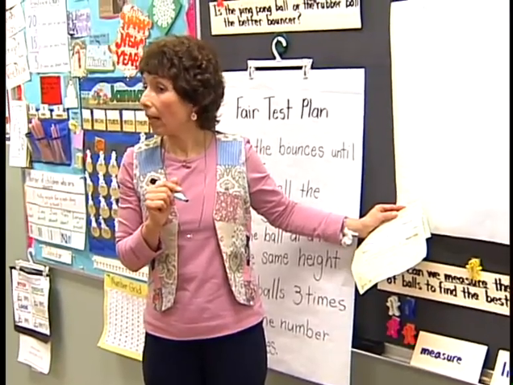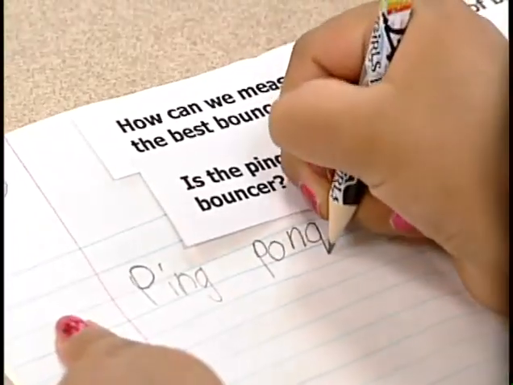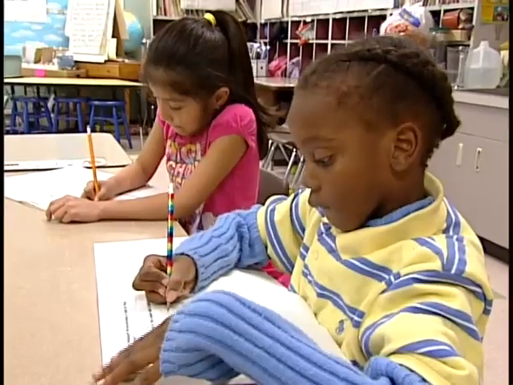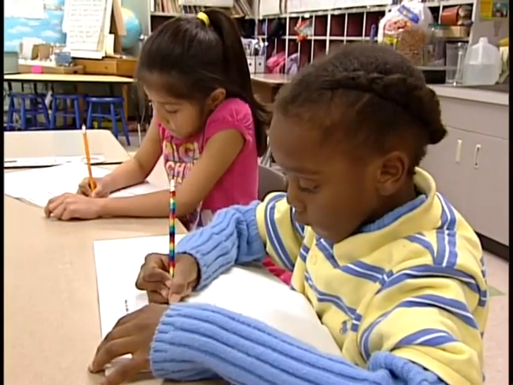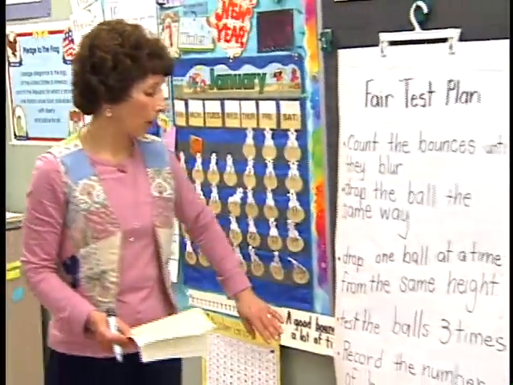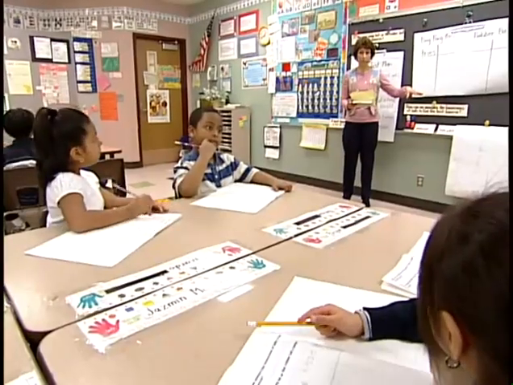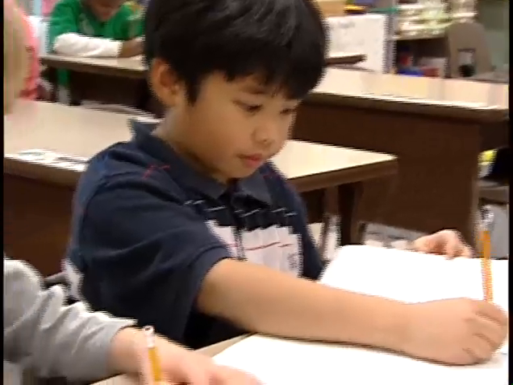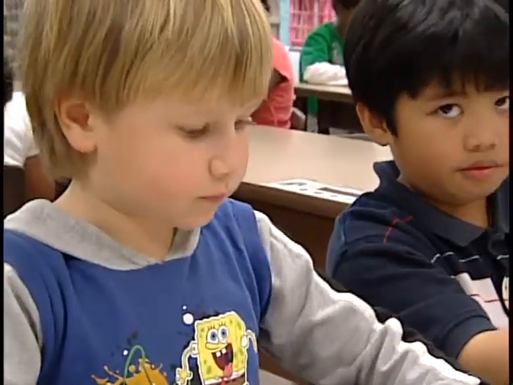Ping pong ball and rubber ball. We talked through it so that they would understand why we were putting titles of the balls and T-charts that showed how many tries and how many bounces we would get and a place for them to put their numbers. We have on our fair test plan that we are going to test the ball how many times? 3. So we're going to put on the left side of our T the word tries.